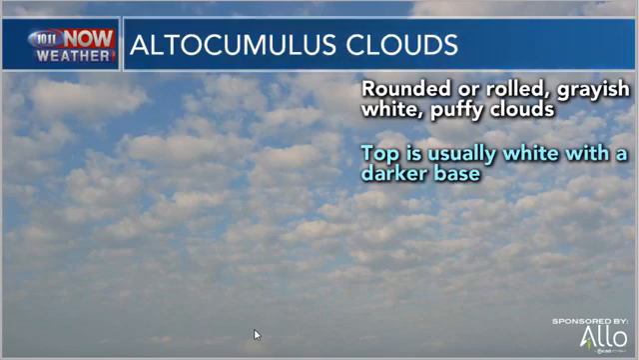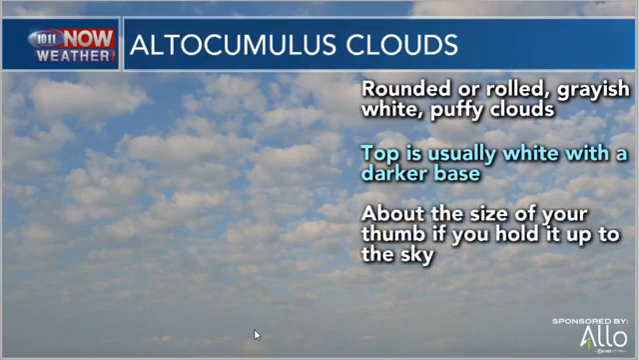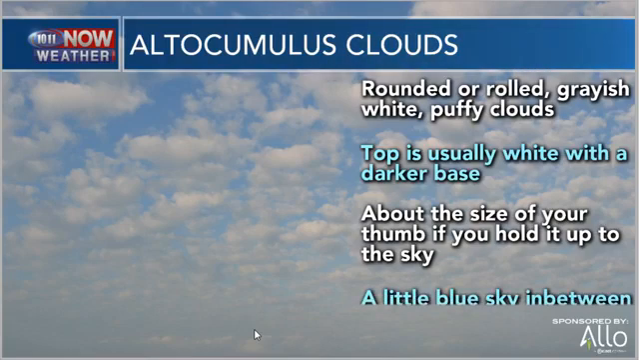And these middle clouds, altocumulus clouds, are mainly water droplets, but sometimes can be made of ice crystals. There's also the altostratus clouds, which are more of a sheet-like layer. Remember, we talked about stratus, but there is an altostratus type cloud in the mid-levels of the atmosphere. Again, the top is usually white with a darker base. Now, altocumulus is about the size of your thumb. If you hold it up to the sky and it covers one of those clouds, that's how we refer to the altocumulus clouds. And again, sometimes there's a little bit of blue sky in between.